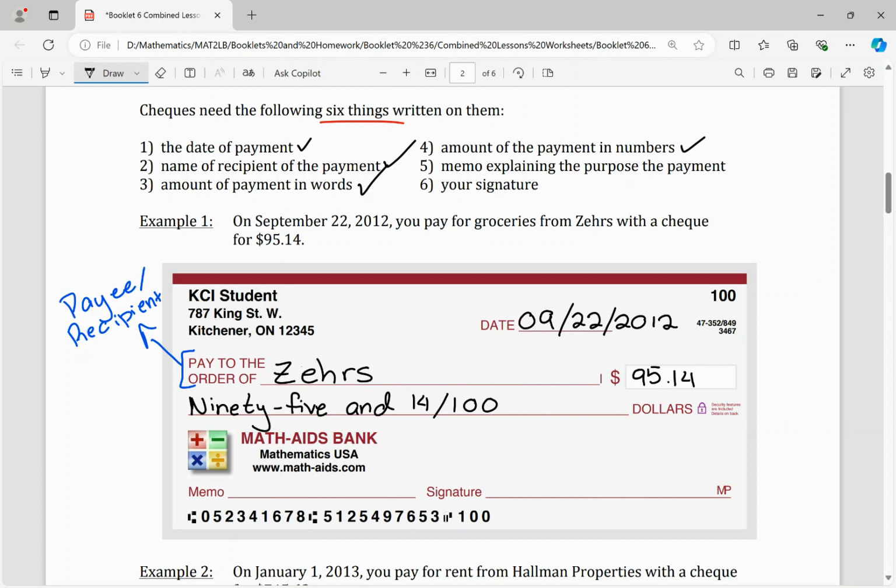So in words, this is how you would write $95.14. Again, be very specific about that. Your cents are a fraction.